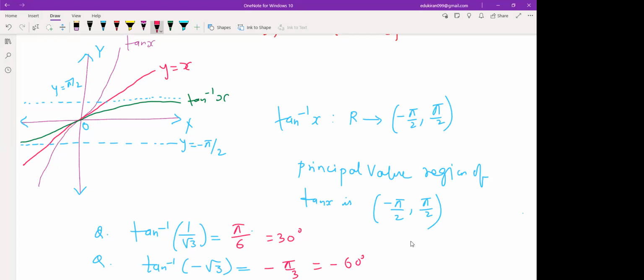Sir, here minus pi by 3 is more, less than minus pi by 2, right? It is greater than minus pi by 2. Minus pi by 2 is minus 90 degree, no? Minus 60 degree is greater than minus 90 degree.